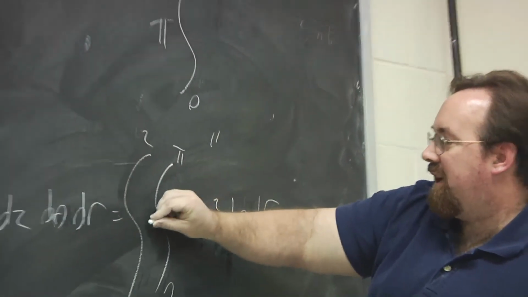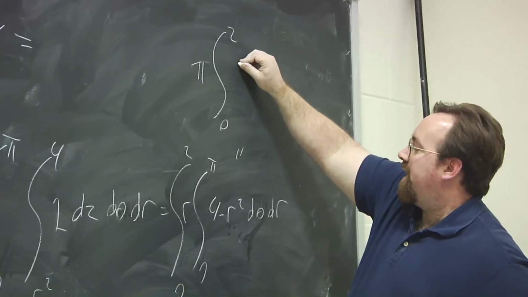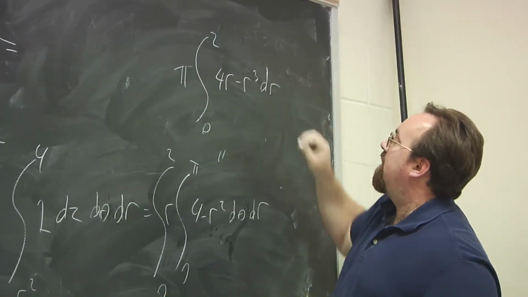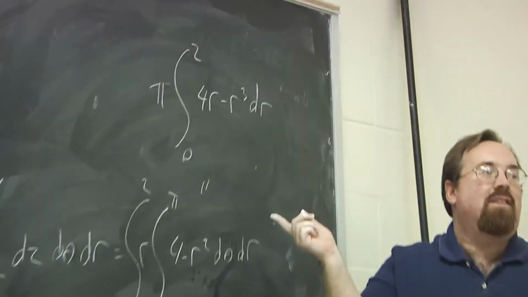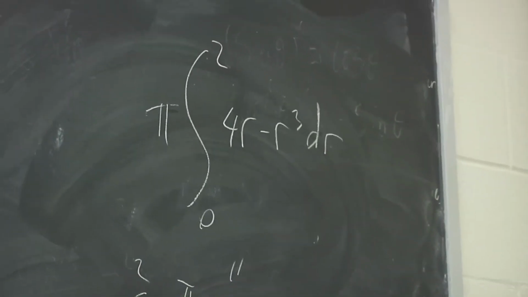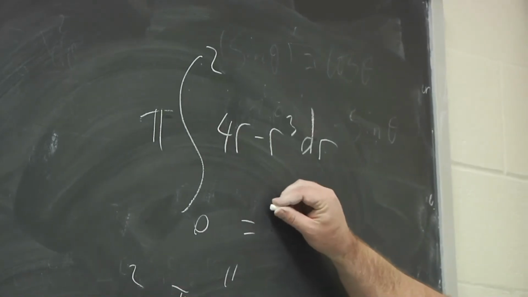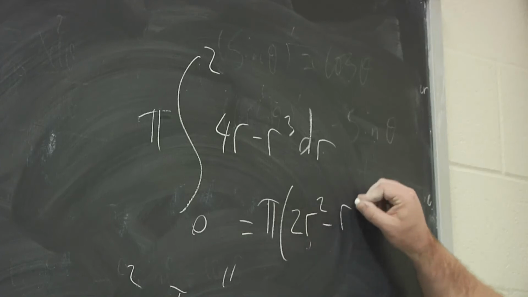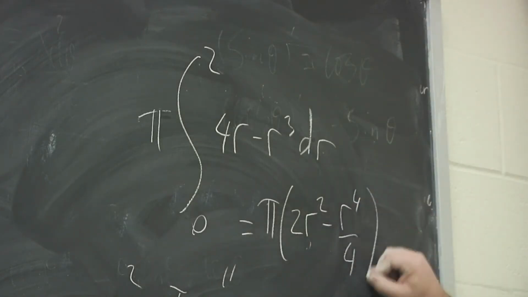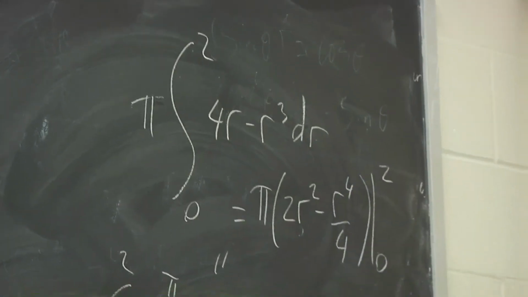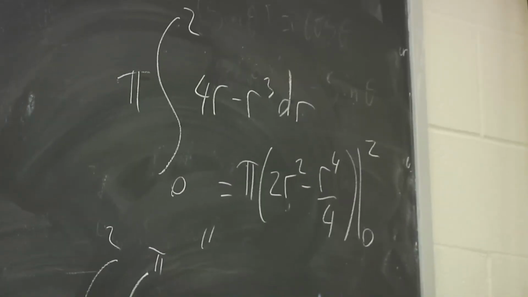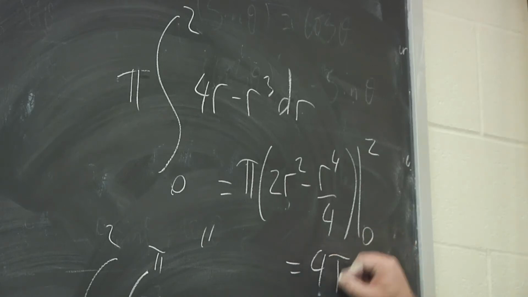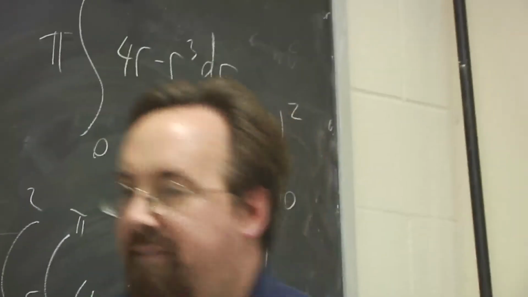So finally, we have an r out here. So now we're going to have 4r minus r cubed dr. So that's it. Definitely a whole lot easier than using a trig substitution. So we're going to get pi times 2r squared minus r to the 4th over 4 evaluated at 0 and 2. So what we end up getting once you plug and chug is 4 pi.